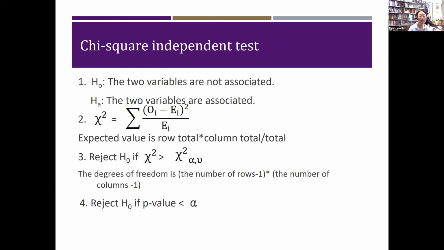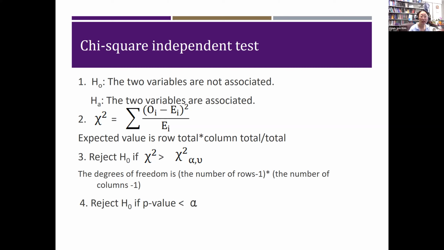The null hypothesis is the two variables are not associated, and the alternative hypothesis is the two variables are associated. The test statistic is again measuring how far the observed frequency is from the expected frequency if the two variables are not associated. The expected value can be calculated as the row total times column total divided by the total number, for each category. And we'll show that in the example.